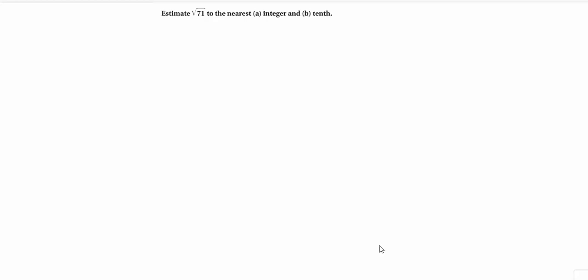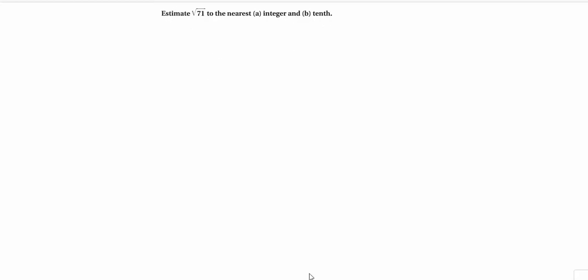Alright, hello everybody. We're doing example 2 now from section 7.4. We are tasked with estimating the square root of 71 for a to the nearest integer, and for b, we would do it to the nearest tenth.